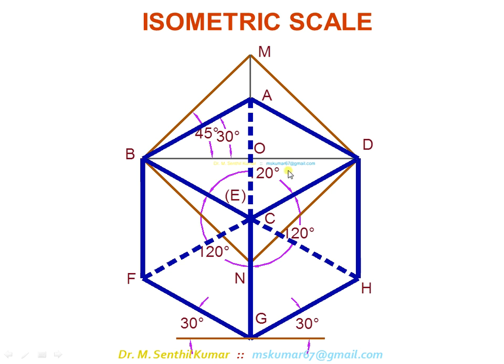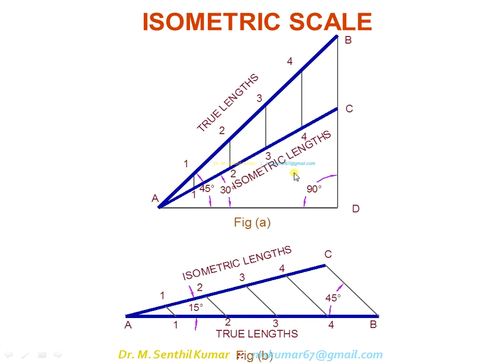Instead of considering this one, consider this one: the isometric scale. So this is the true length of the object. For the isometric length, draw a 15 degree line this way. Suppose A1 is one length, A2 is another length, A3 is another length, A4 is another length, AB is another length, which are in true length. The isometric of A1, A2, A3, A4 and AB can be obtained on the isometric scale.